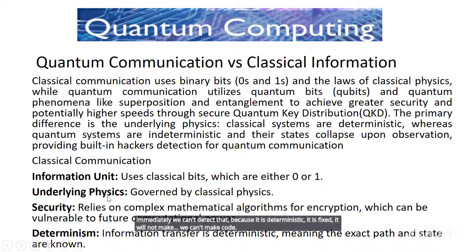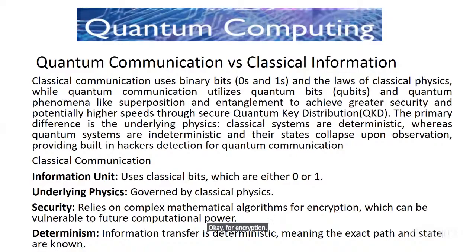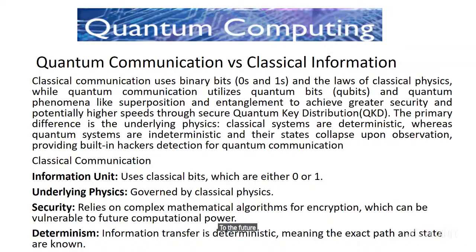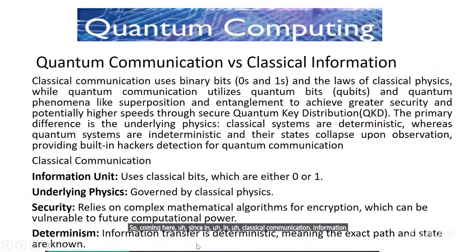Another reason is that classical communication relies on complex mathematical algorithms for encryption, which may be easy to break with future computational power. Since in classical communication, information transfer is deterministic, meaning the exact path and the states are known, whereas in quantum communication, it is indeterministic.